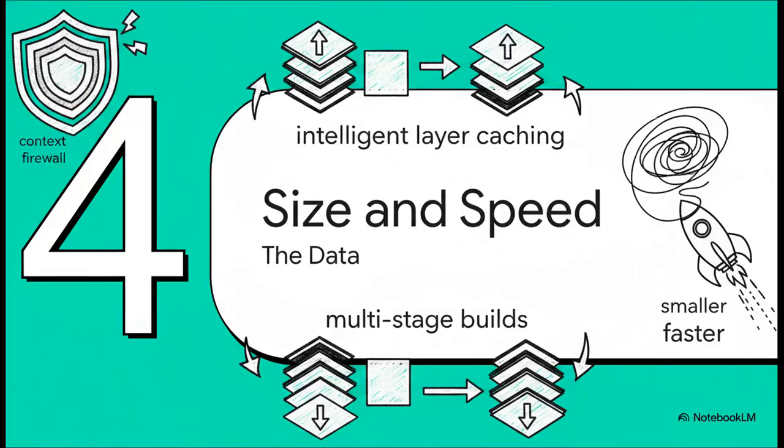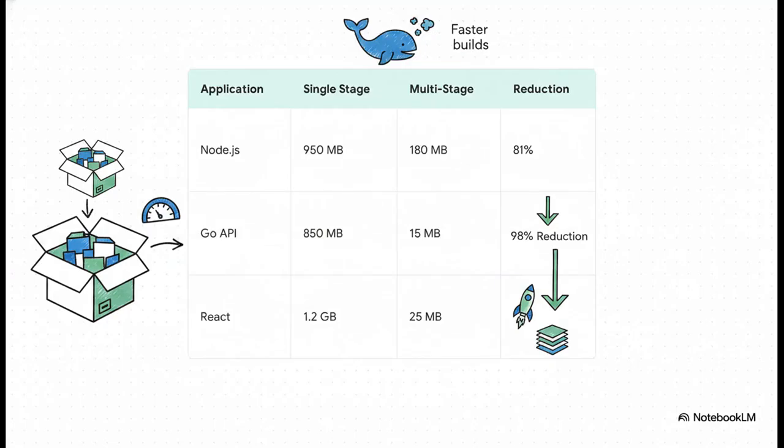Now, what happens when you actually combine the context firewall, intelligent layer caching, and multi-stage builds? Well, the data on size and speed speaks for itself. Seriously, the payoff here is dramatic. Check out this return on investment. A standard Node.js application drops from 950 megabytes down to 180 megabytes. That's an 81% reduction. But wait, it gets crazier with compiled languages and static assets.